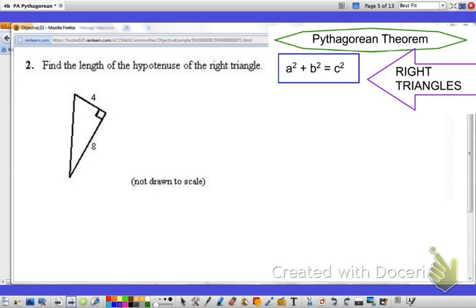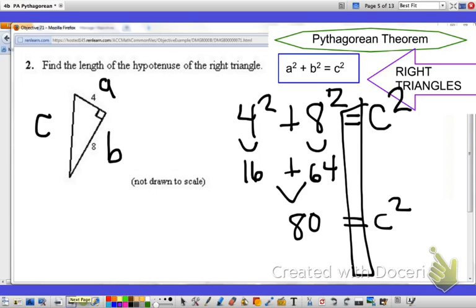So practice one more. Pause the video and find the hypotenuse of this right triangle. Okay, check your progress. Substituting in the 4 and the 8 for A and B, and then squaring both of those to get the 16 and 64. Find the sum of those two. We'd have 80. Now that's just C squared.